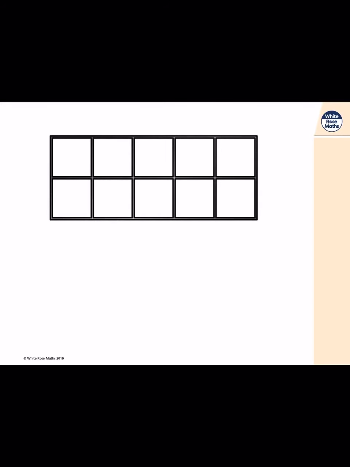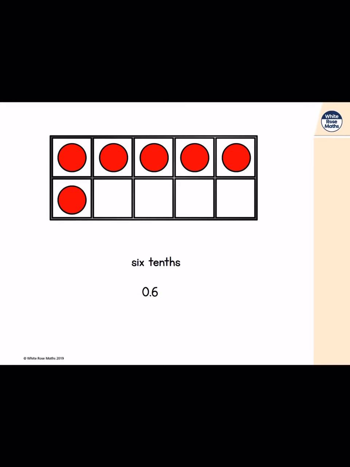Let's go back to our 10 frame. Remember, the whole 10 frame represents one whole. We now know how to write the fractions as decimals. 1/10 is the same as 0.1. 2/10 is the same as 0.2. Carrying on, 0.3, 0.4, 0.5, 0.6, 0.7, 0.8, 0.9 for 9/10.